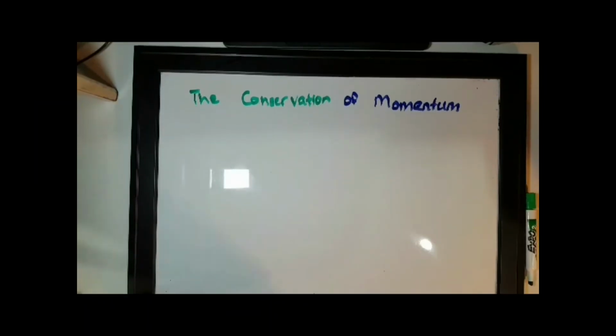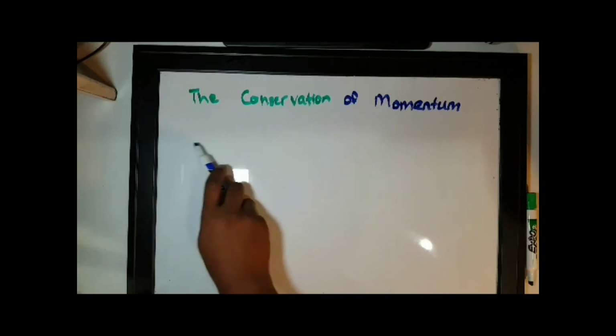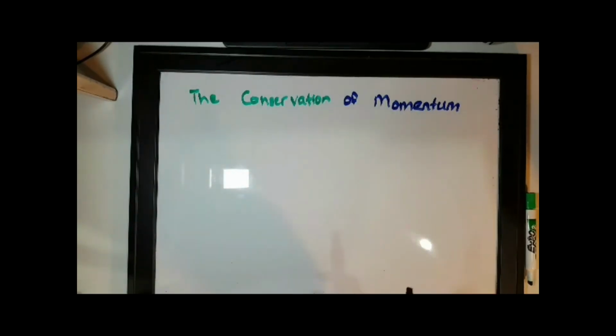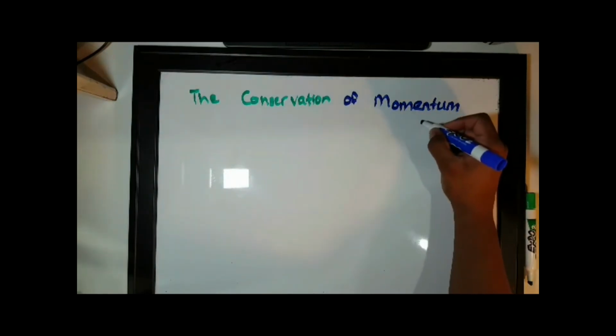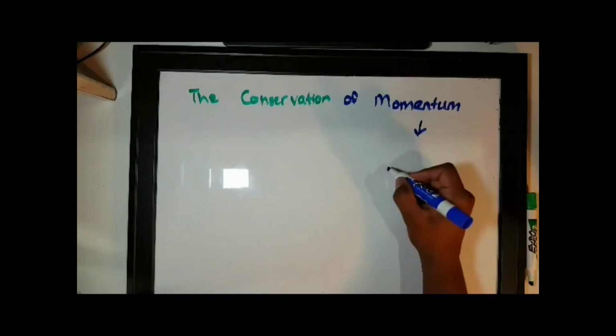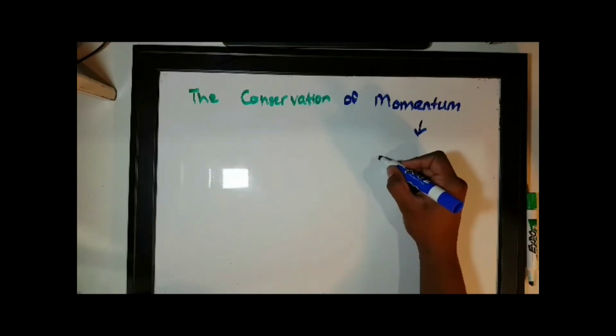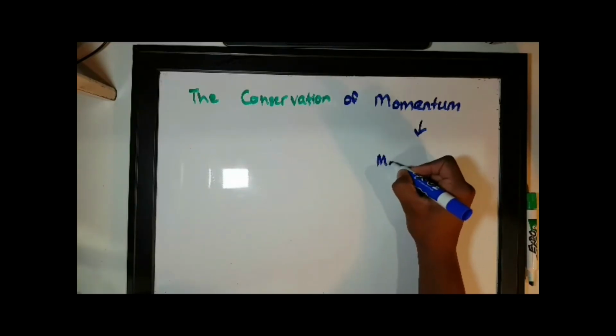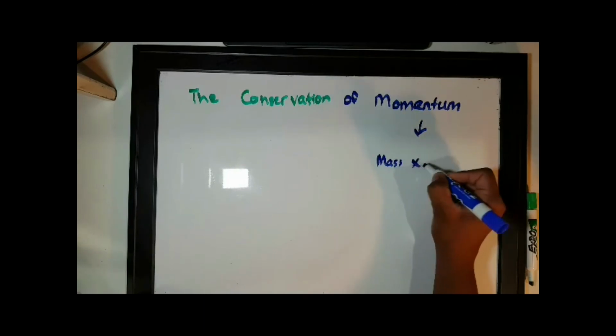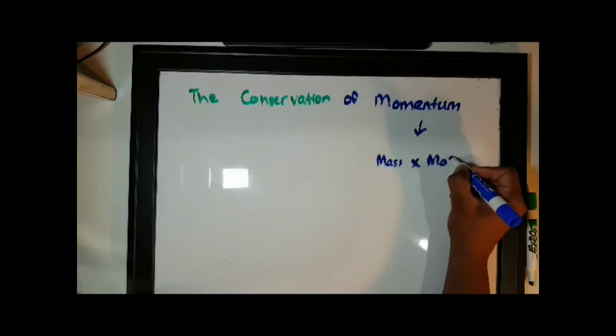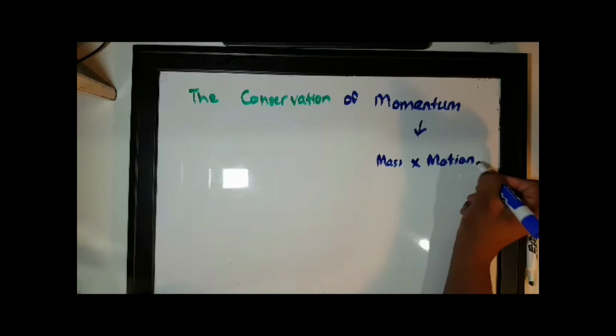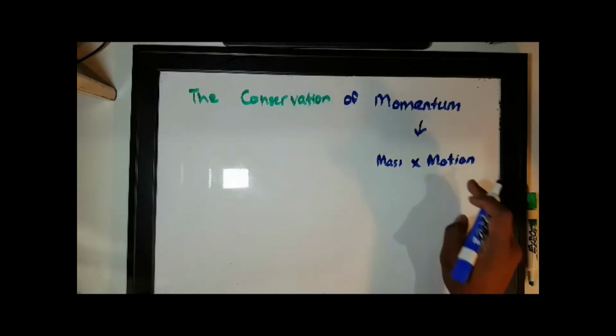Now we can ask ourselves the million-dollar question: what is the conservation of momentum? Well, let's break down the name. First, we studied what momentum is. Momentum is the product of mass and motion. So, mass times velocity.